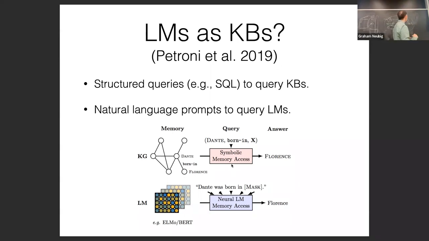I should have talked about this, but I didn't. I'm sure most people know SQL, which is used for querying database tables. There's a very similar thing called SPARQL, which is used for querying knowledge bases. So if you're going to be querying something like Wikidata, you'll be using a SPARQL query like you use SQL queries here. So structured queries like SPARQL are used to query knowledge bases, and they look a little bit like Dante born in X, but natural language prompts can also be used to query LMs, like Dante was born in mask here.